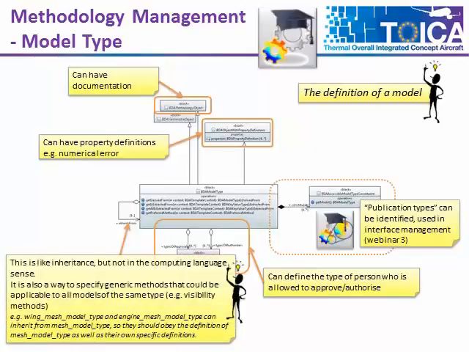A model type can inherit from other model types. This allows the reuse of definition information when a specialization has been created. For example, you could have a mesh model and then a specialized thermal mesh model which inherits from the mesh model, and finally a wing thermal mesh model which can inherit from the thermal mesh and from the mesh model.